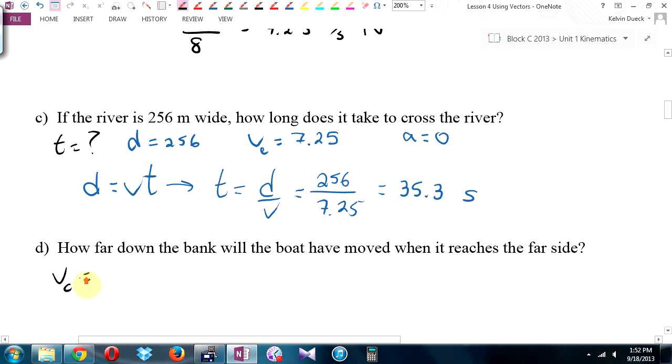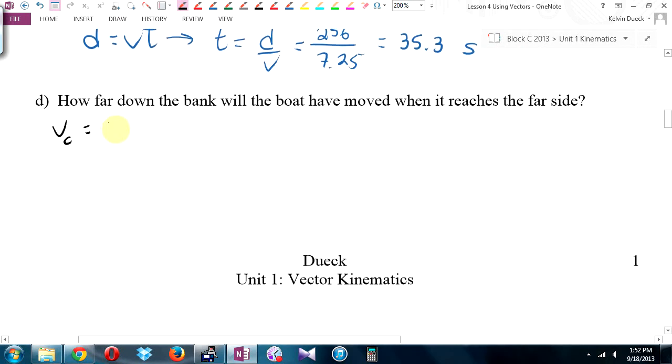V current, which was 3.38. And you already told me, Ashley, they want me to find that. That's not enough. Oh, wait. I know one more thing. Do you see it? That's why I had to do part C first. I had to calculate time first. The time to go up is going to be the same amount of time that you're going to drift sideways. So the time is going to be 35.3 seconds.